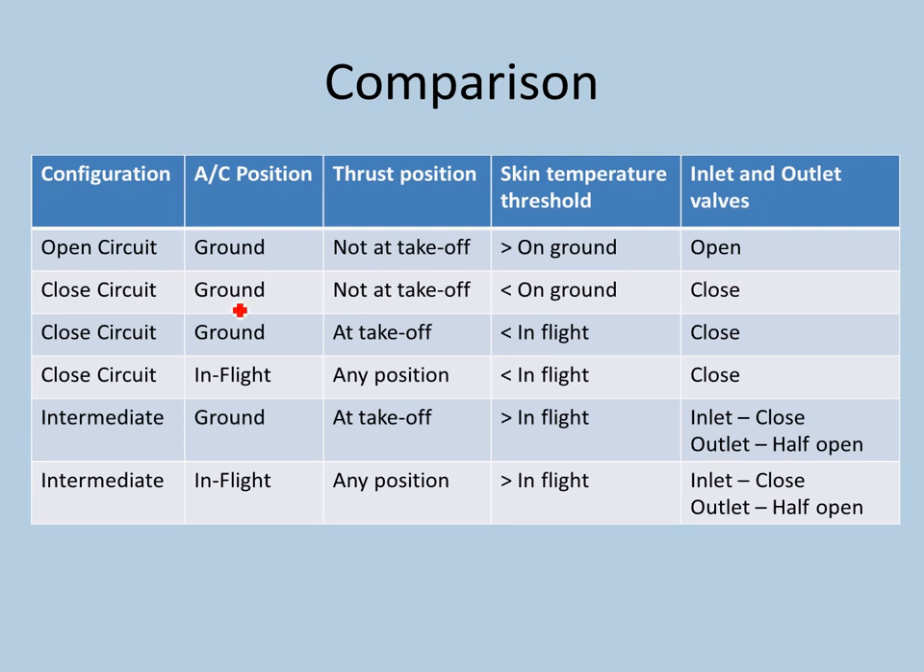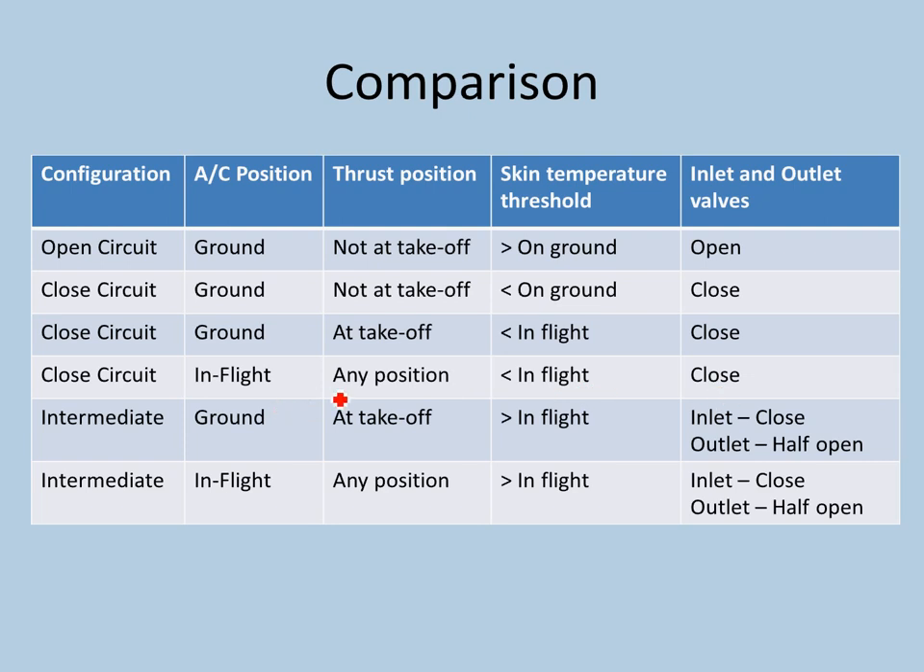Closed circuit: on ground, not at takeoff, less than on ground threshold. Closed circuit again will be when you are on ground at takeoff, generally during takeoff roll, and your temperature is less than in-flight threshold. And your valves will be closed. Another condition: in flight, any position, less than in-flight threshold, circuits are closed.